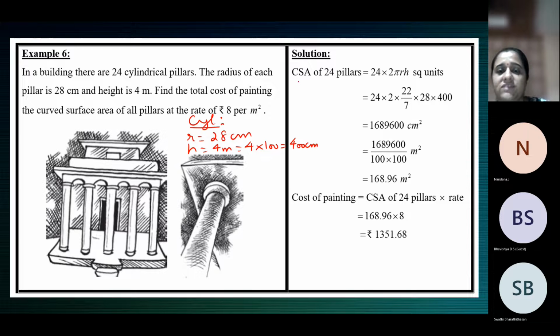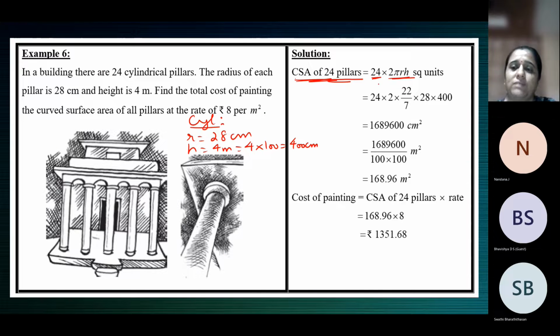Then CSA of 24 pillars. See, I always convert the larger unit to the smaller unit because you will not have decimal point then. If you want to convert 28 centimeter to meter, it will be 28 by 100 and you will get 0.28. Always convert the bigger unit to the smaller unit. Meter is a bigger unit than centimeter. Convert that to centimeters: 4 meters will be 4 into 100, 400 centimeter. Now let's find the CSA of 24 pillars. So 2 pi RH is the formula, into 24.